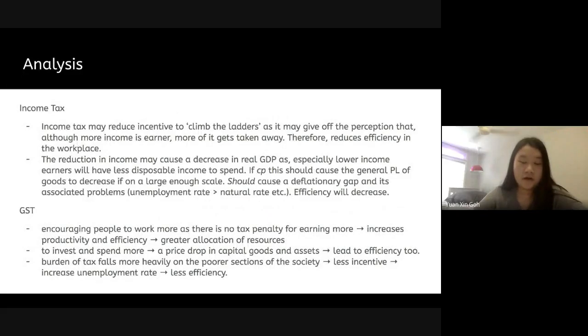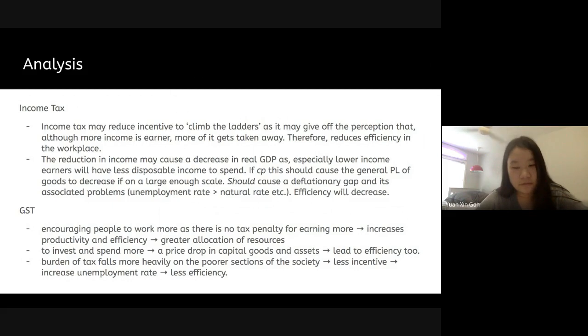Income tax may reduce the incentive to get promoted, because it gives off the perception that the more you earn, the more you have to pay in income tax. Obviously that reduces the incentive to be more efficient in the workplace. And the reduction in income overall may cause a decrease in real GDP, because there is less disposable income to spend, especially among lower income earners, because you are taking a proportion of their income.